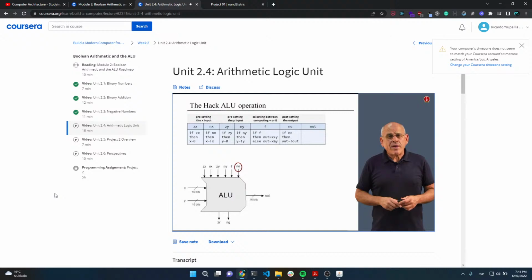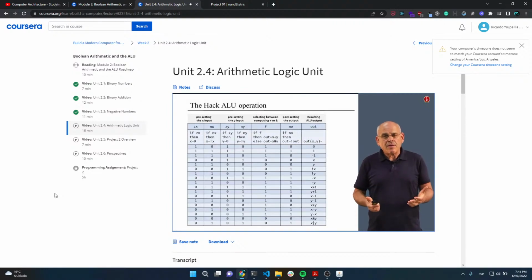If the no bit is 1, we negate the resulting output, the output that we just computed, and if no is 0, we leave it as is. If we do all these operations one after the other, then what comes out is the desired function. And now that you understand this semantics, you can actually look at the table and try to convince yourself. You can actually prove that this table delivers the required results. And I will demonstrate to you how we can do it.